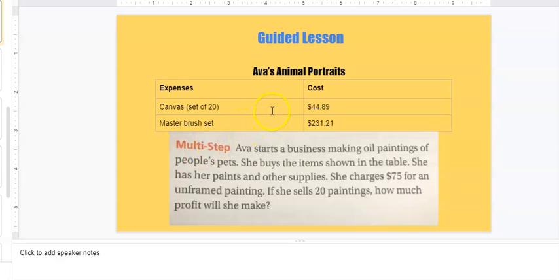Okay, so she spent money on canvas and master brush set. So these are her expenses. We need to combine these to find the total expenses. And we also need to figure out how much she would have charged for 20 paintings at $75 each. All right, so let's do that.